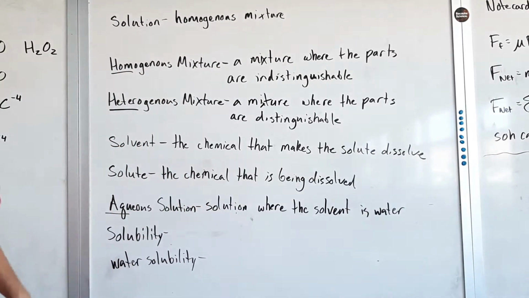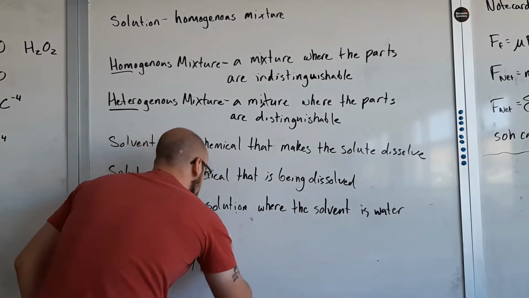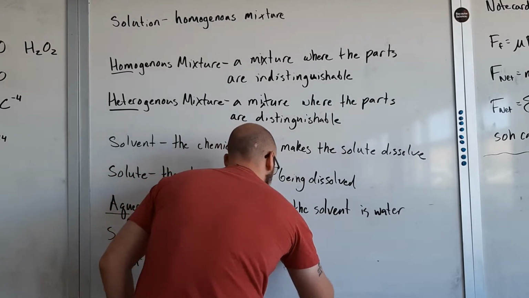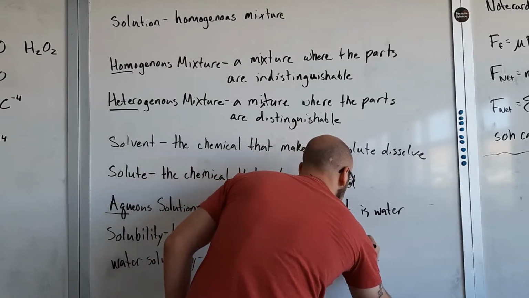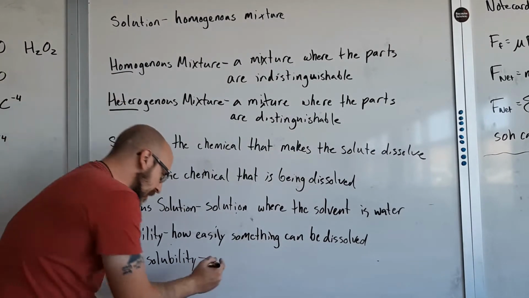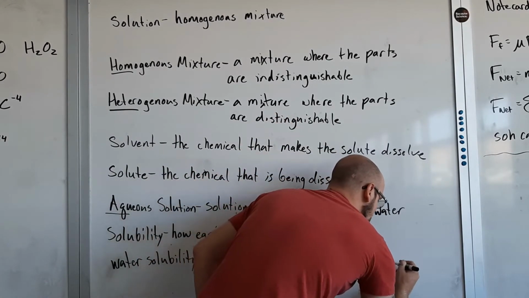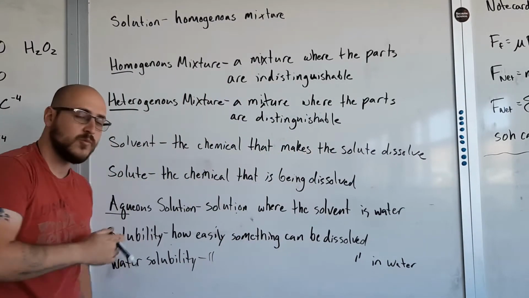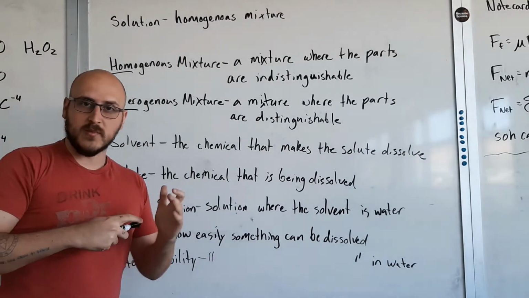Solubility describes how easily something can be dissolved. The more soluble something is, the more easily it will dissolve. Water solubility is all of that, how easily something can be dissolved, but specifically in water. Most of the time when we're talking about solubility, we're talking about water solubility because water will usually be our solvent. Okay? We got some more vocab, but I need to clear some space on the board, so I'm going to pause it right now.